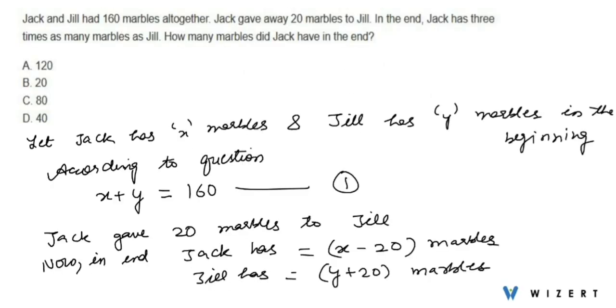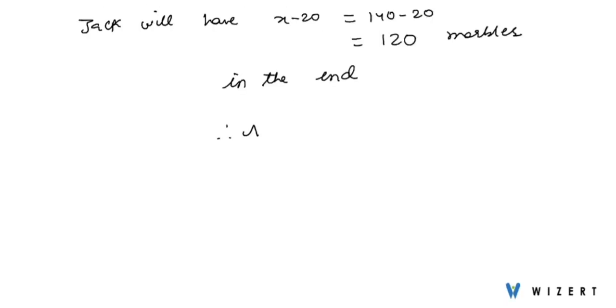Now let's check the options. So 120 is option A. Hence we can say that the correct answer is option A.